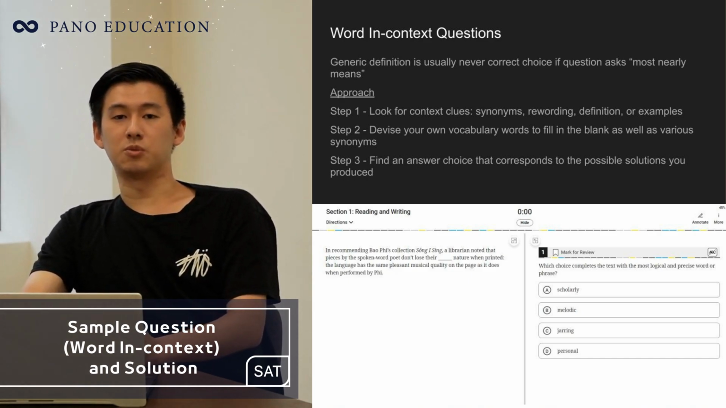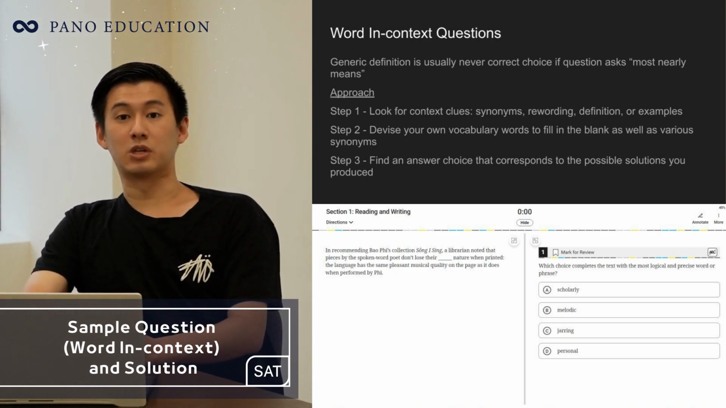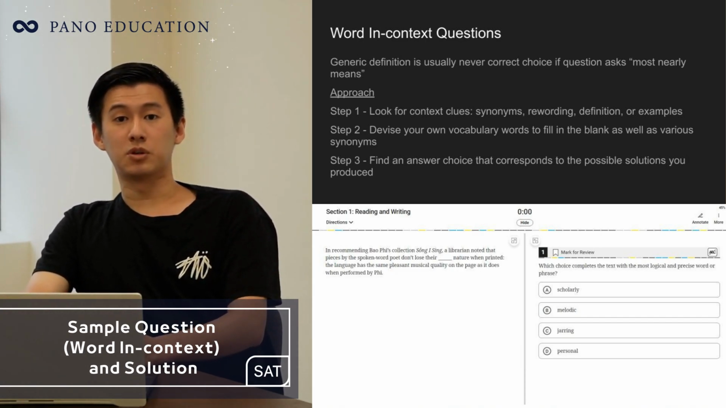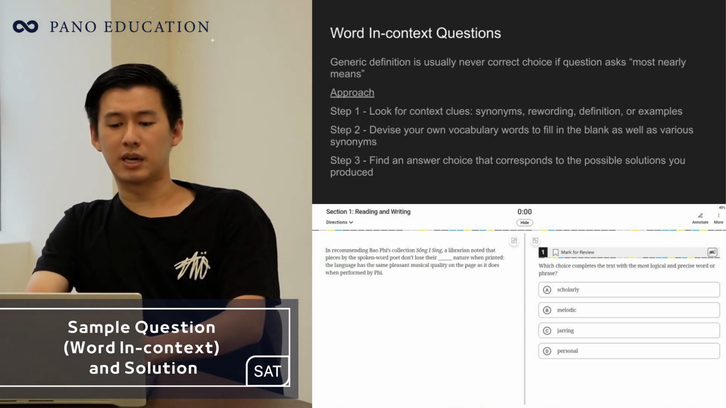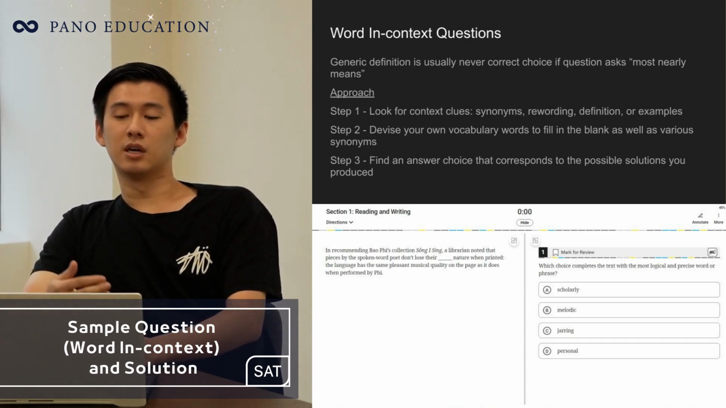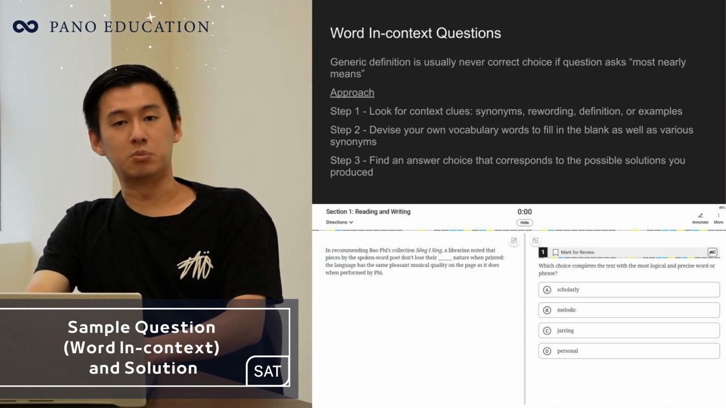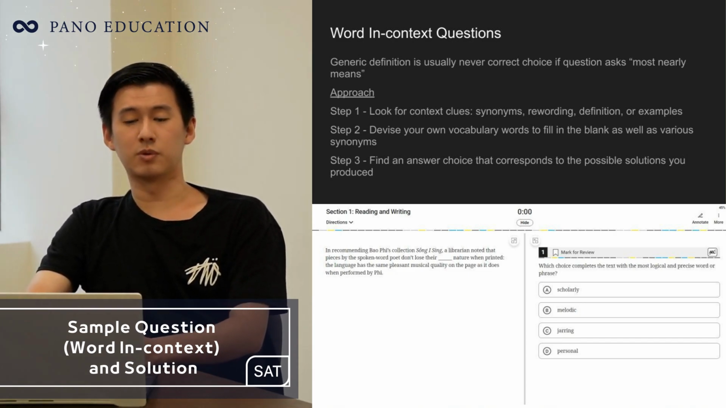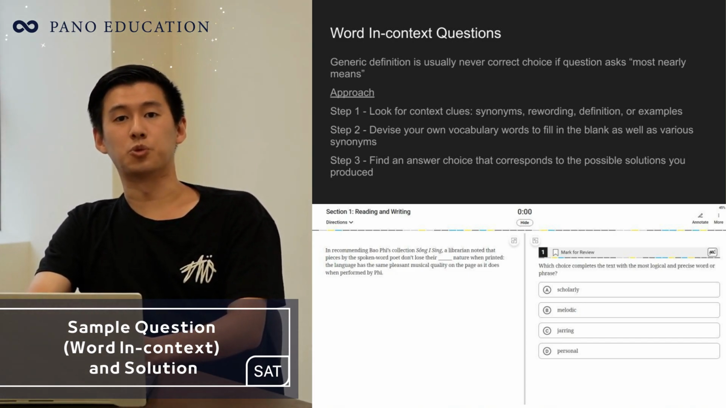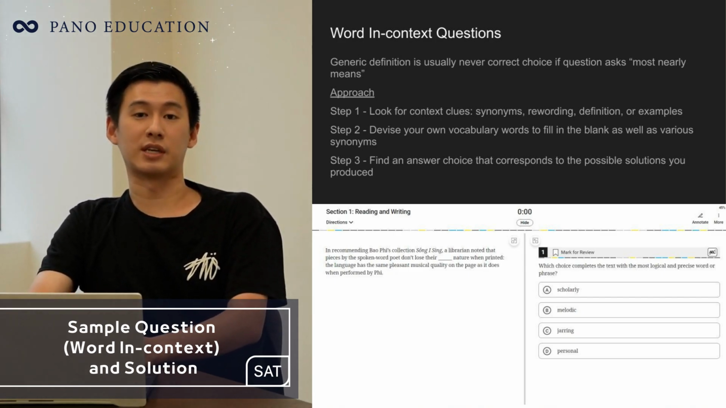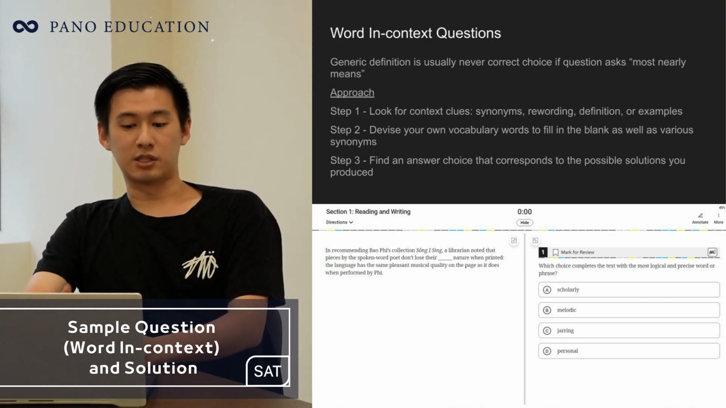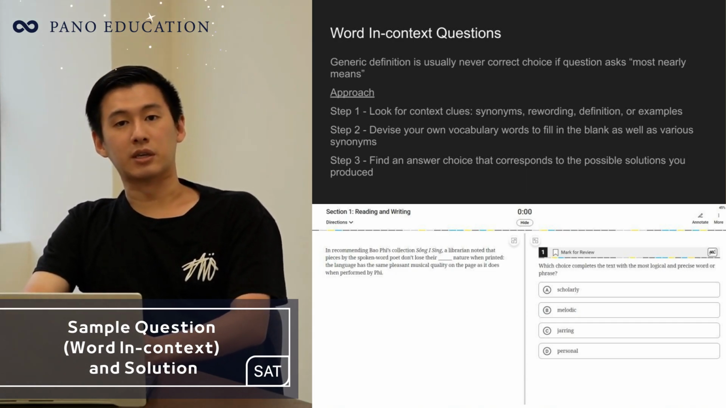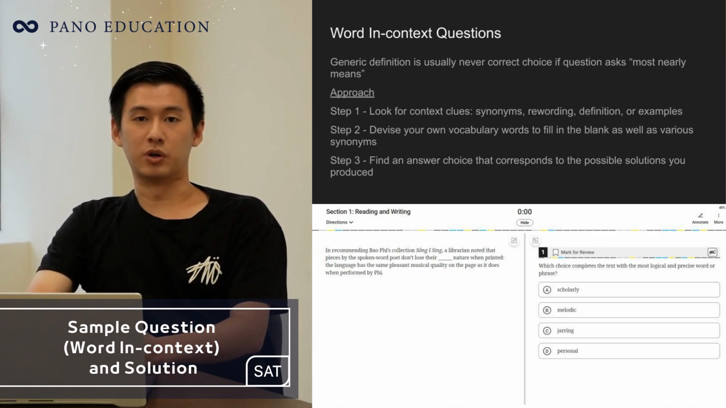So if we see a question with this type of format, we can expect this to be a vocab and context question. What this means is that the generic definition of the vocab word that we're looking for is probably not going to be the correct choice. In this scenario here, however, if there's a blank, then we want to think about what word we would use here. So for step 1, we want to look for context clues, some synonyms, rewordings, definitions, or even examples of the word we're looking for. Step 2, let's think about what kind of answer we would fit in here to fill in the blank, as well as some possible synonyms for the word.